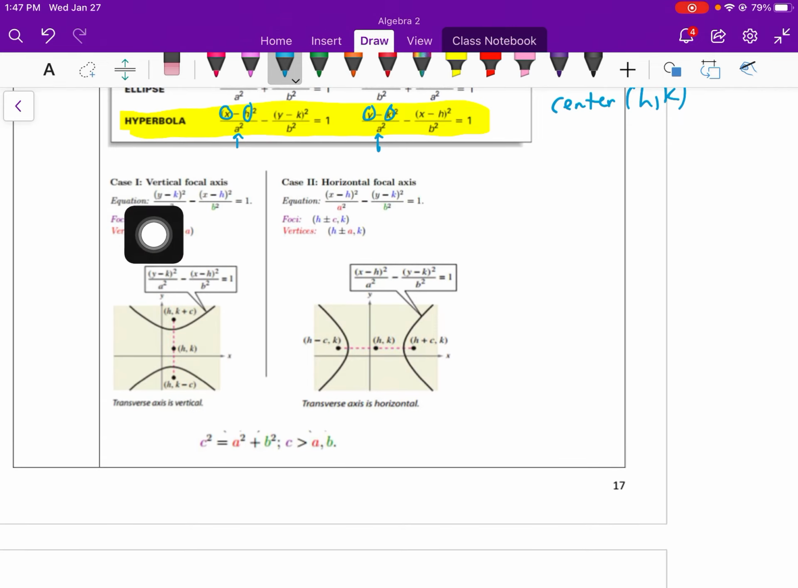Again here, if y leads, then we have a vertical focal axis, but now it's centered at h, k. So from the center, we're going to go our k value plus or minus c, and then when x leads, it's a horizontal focal axis. So h will shift plus or minus c to the left or to the right. Yet again, to find our foci, we use the equation here. So it's plus again, since it's minus and minus, so the opposite of what it was for ellipses.